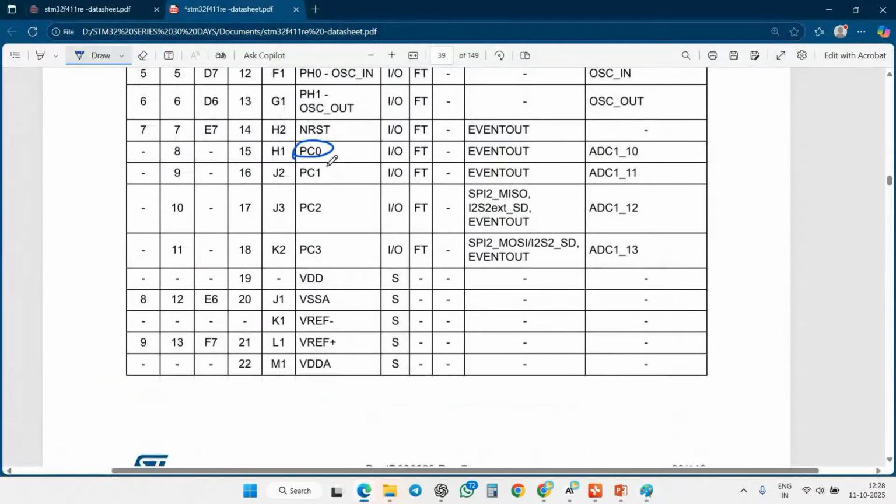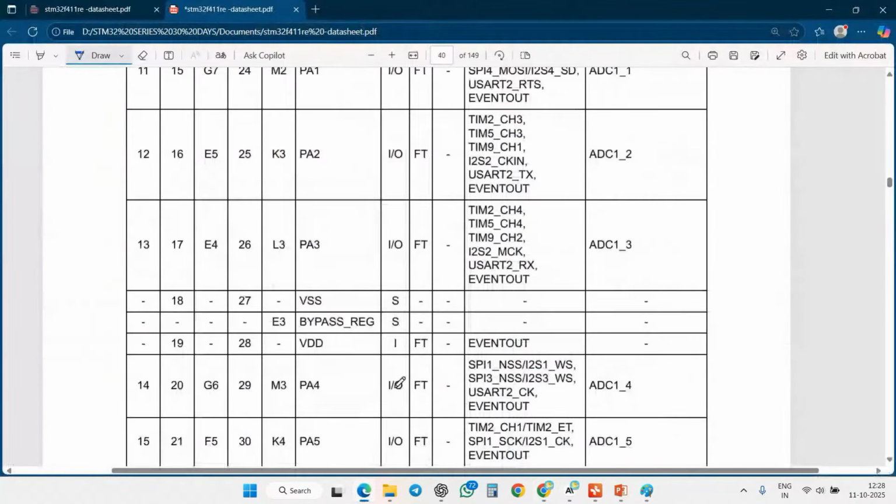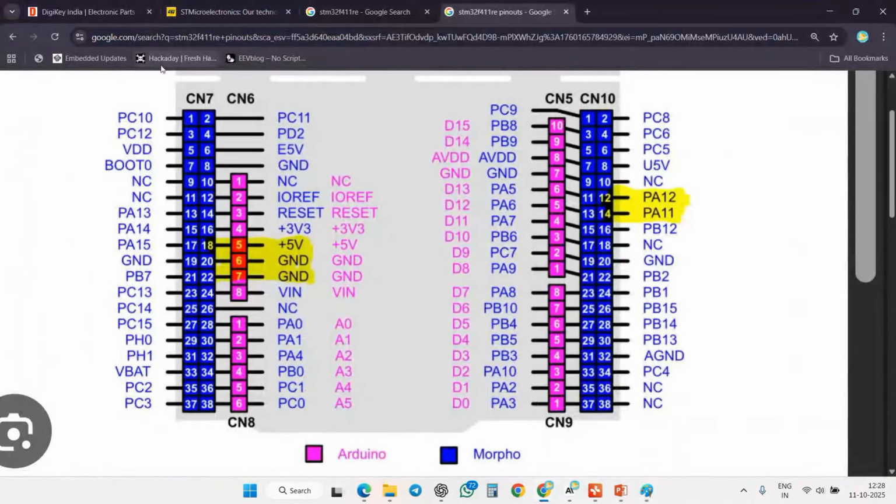If you see this one, PC0 can do event out, and it can do ADC as well. You just see the example. Yes, you can also configure the ADC, and at the same time you can use the event out pins. If you see another example, I'm just taking port A1.